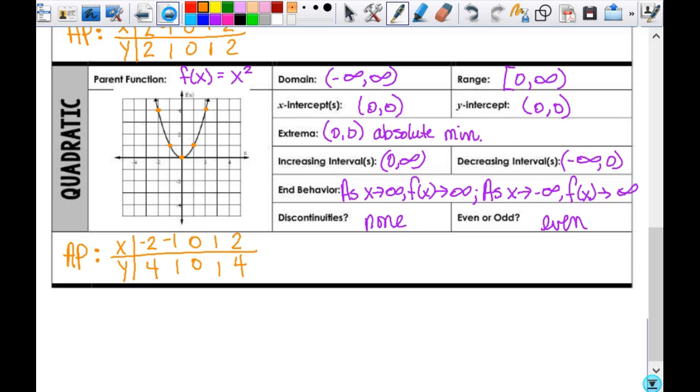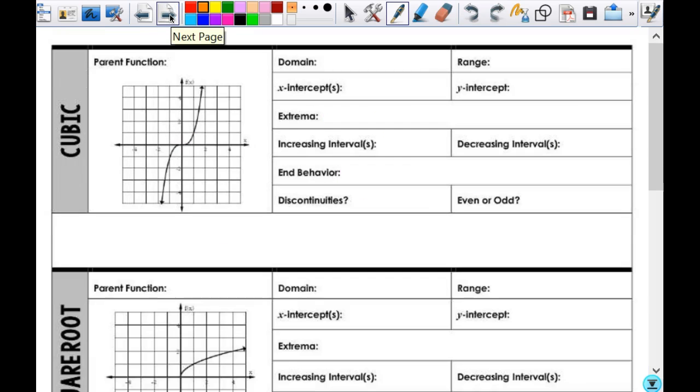All righty. Then let's look at cubic. So cubic parent function, f of x is equal to what? X cubed. That's why it's called a cubic. Domain, negative infinity to infinity. The range, negative infinity to infinity. Right? Do we have any x-intercepts? 0, 0. Y-intercept, 0, 0.